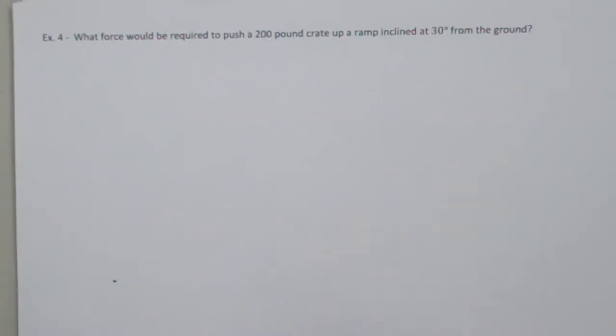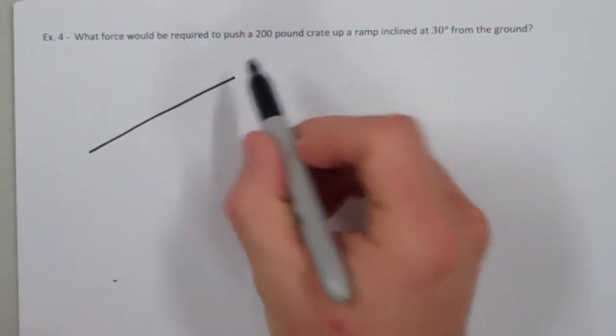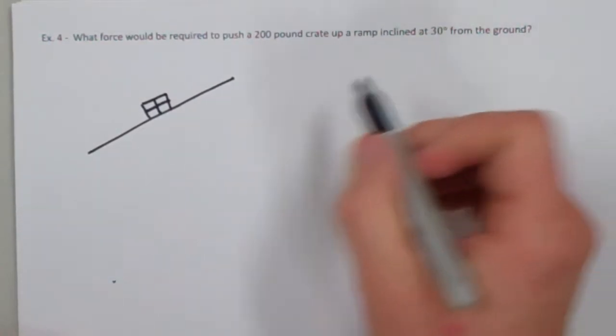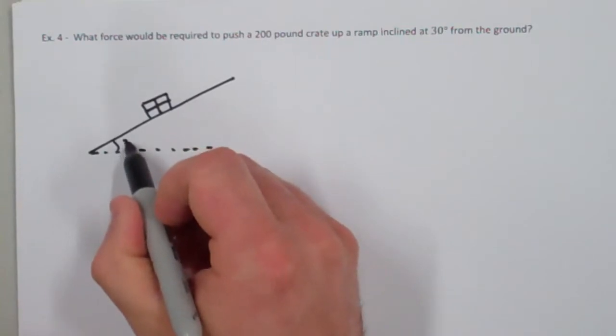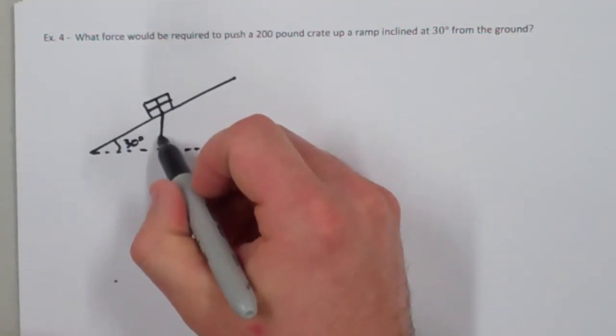What force would be required to push a 200-pound crate up an incline, a ramp inclined at 30 degrees from the ground? So in this example, we're going to be pushing a crate, and this crate is going to be pushed up a 30-degree incline. So from the horizontal, this angle would be 30 degrees.